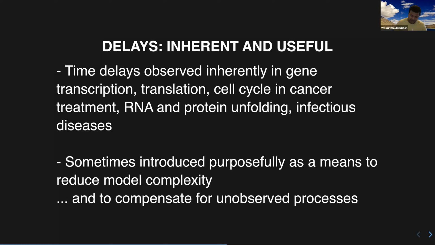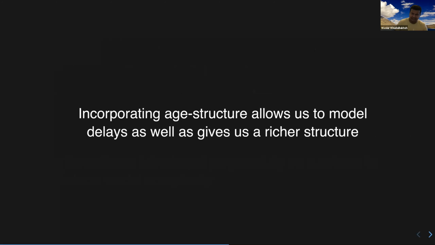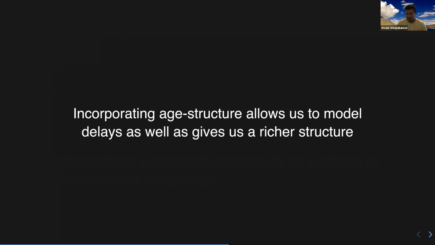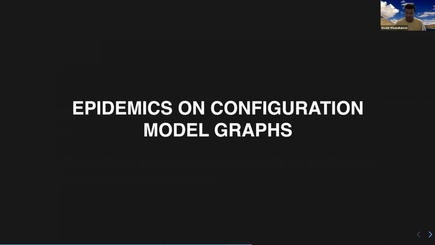It turns out that if we incorporate an age structure in the model, that not only allows us to keep track of delays, to account for delays, but also gives us a much richer structure. So here's a case study on an epidemic process on the configuration model random graphs.